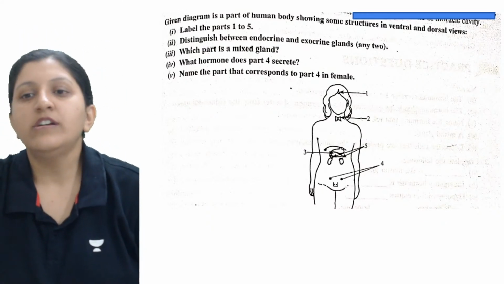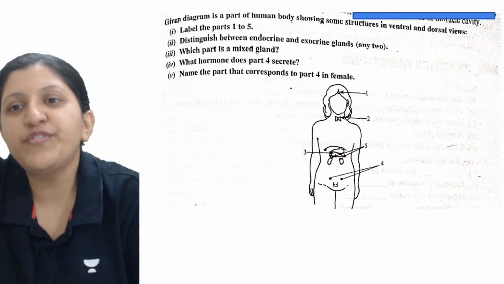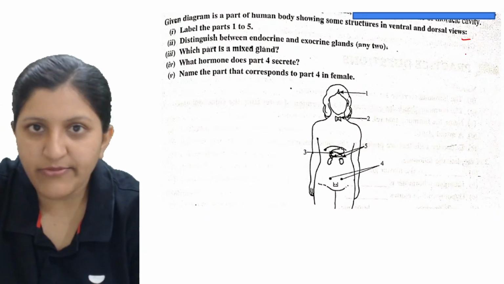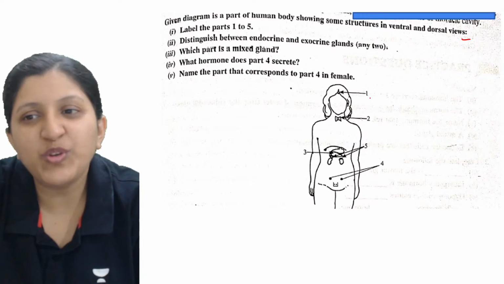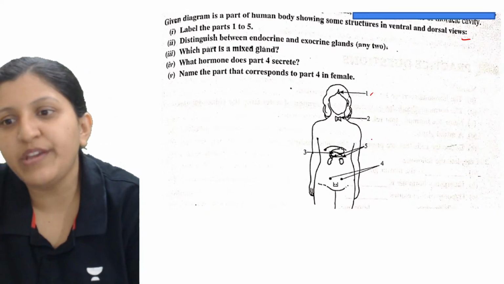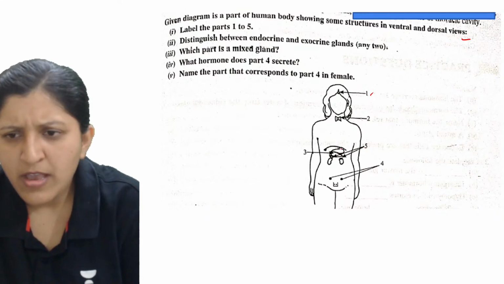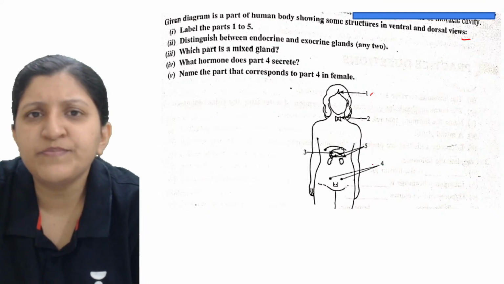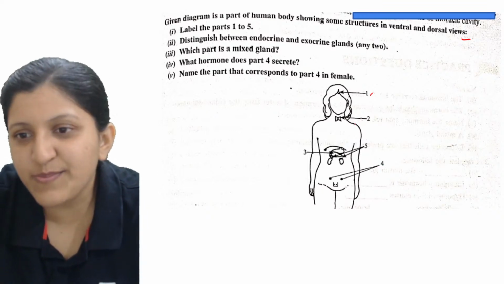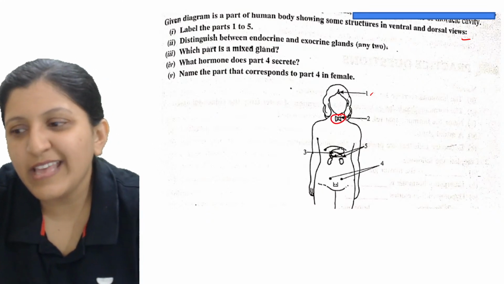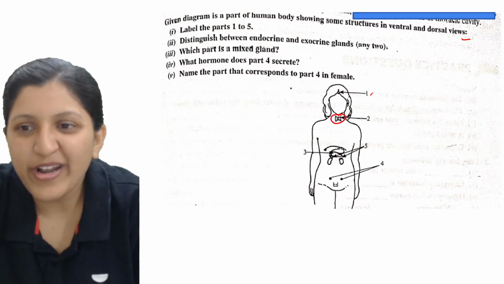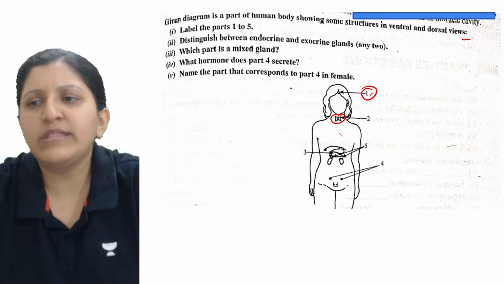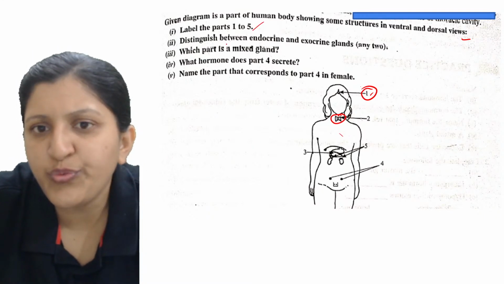Now this given diagram is a part of the human body showing some structures, in ventral and dorsal views. Label the parts 1 to 5. Pancreas is labeled; the fifth one is the adrenal gland, the fourth one is the ovaries in case of female, and this is the thyroid gland, which they have shown as a bow. Here you can find the pituitary gland.